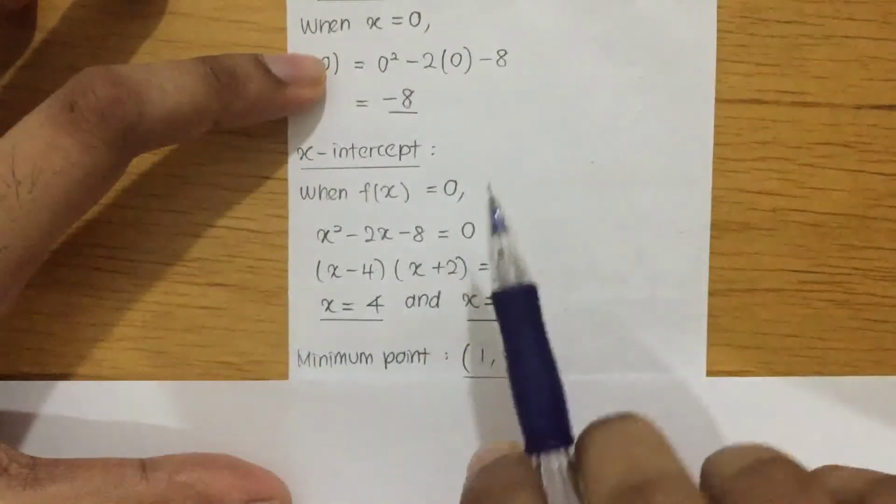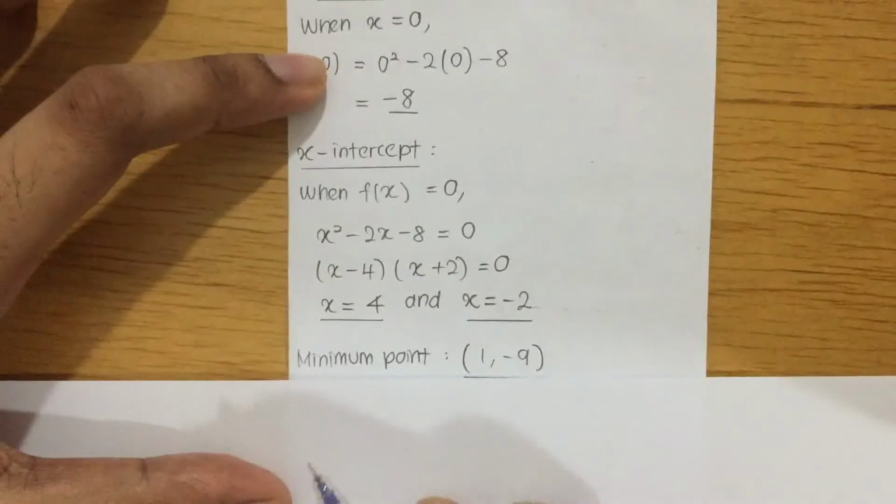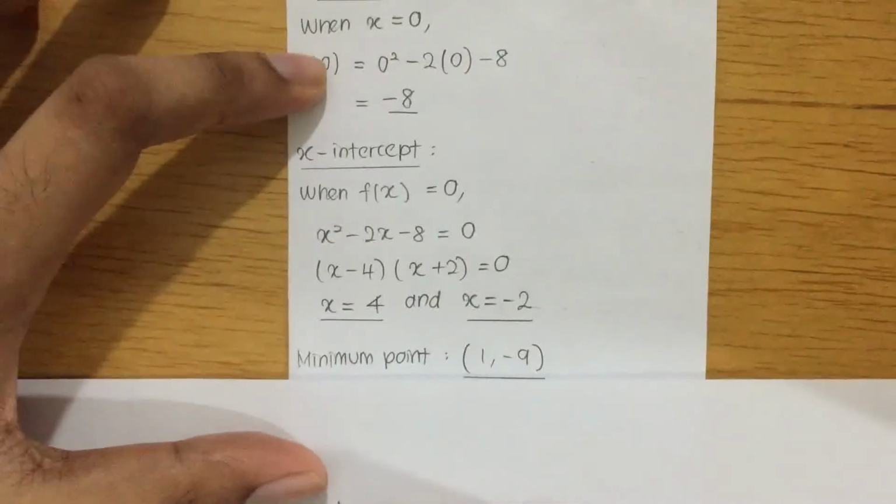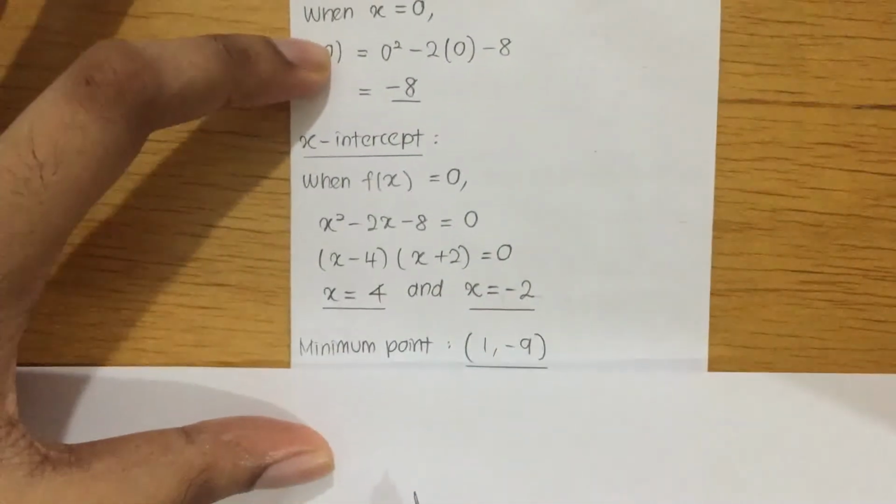Okay, we have all the sufficient points. So let us start to sketch the graph, which I've already sketched for you. Okay, this is how your sketching will look like. So let me show you the diagram now.